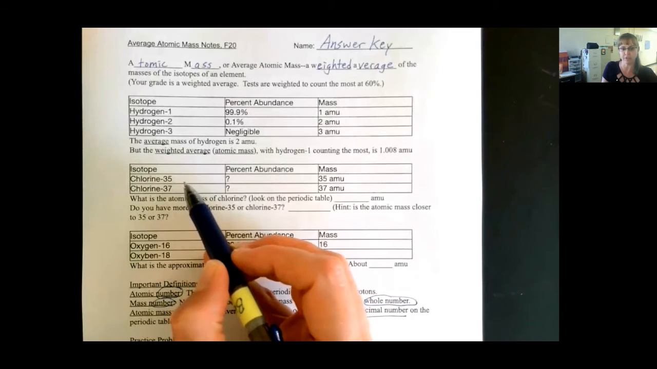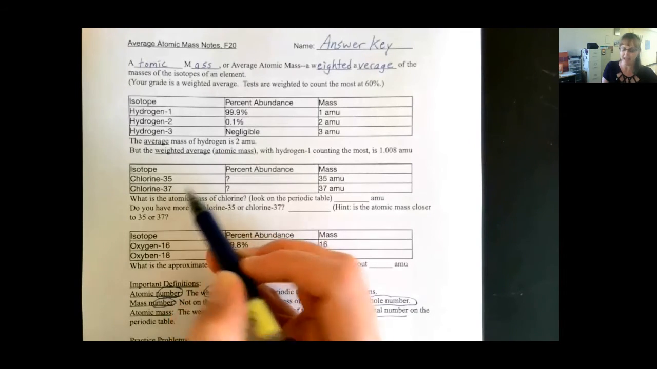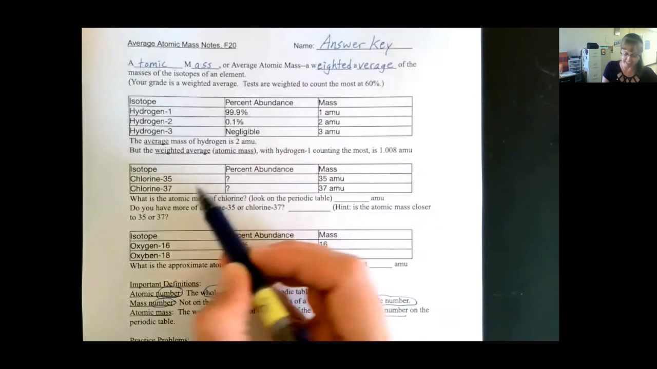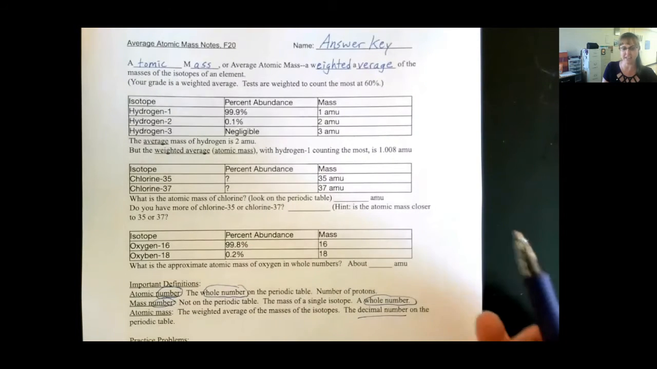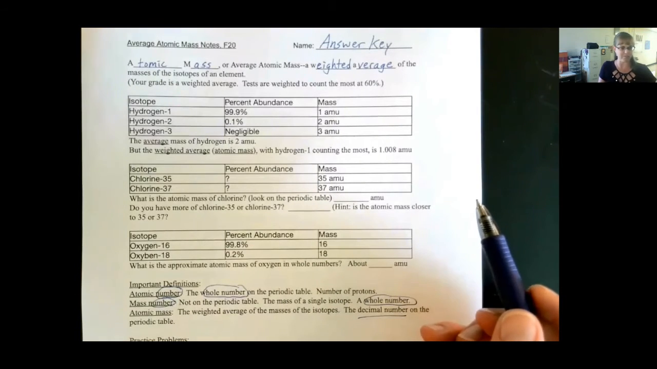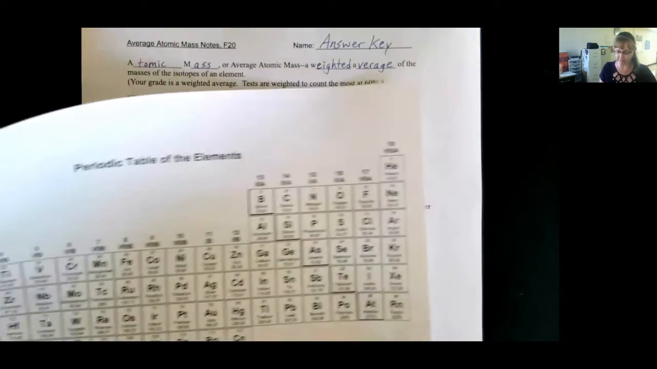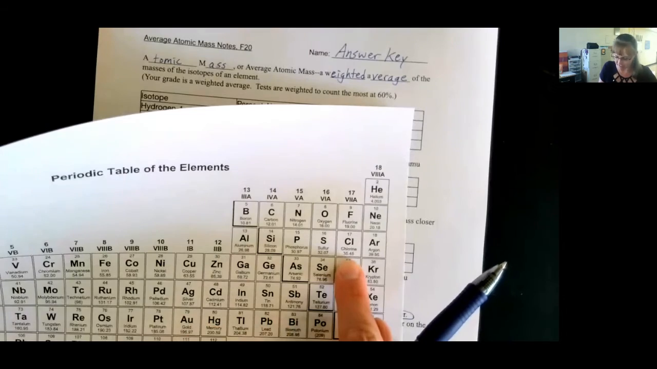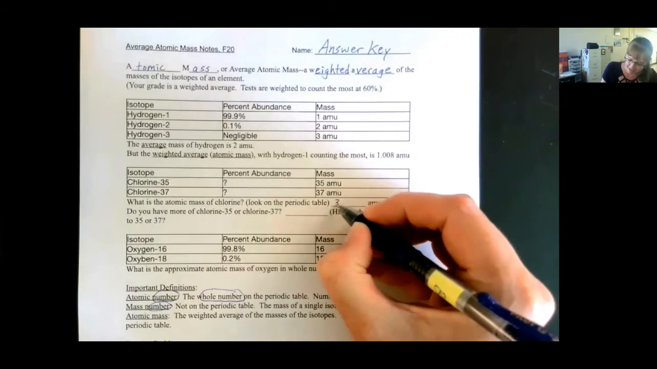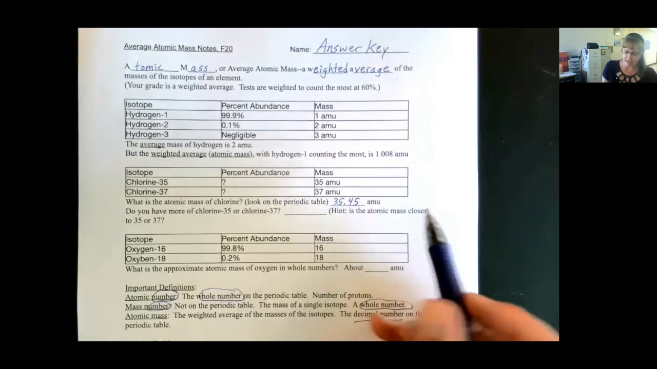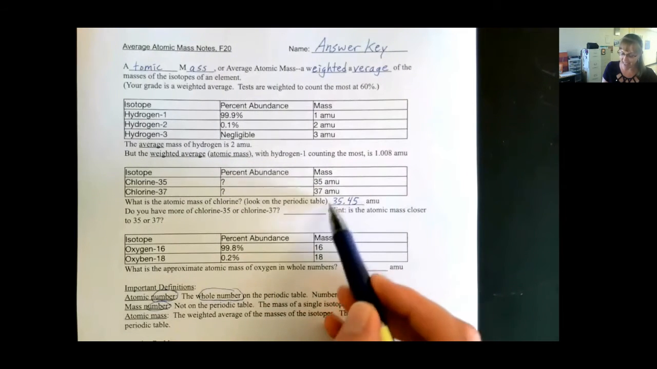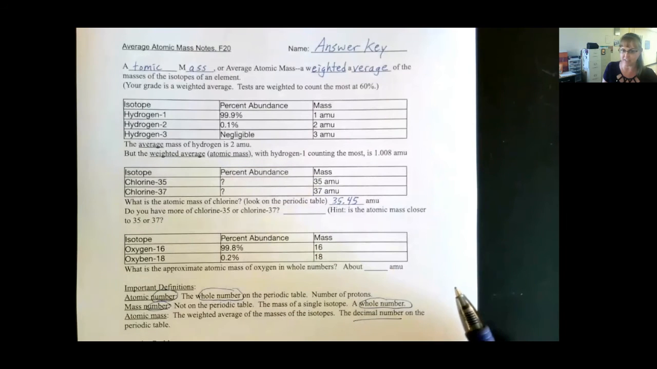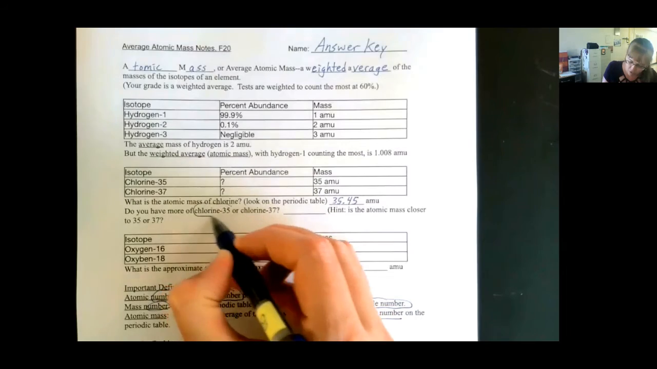Let's say we have two isotopes of chlorine, chlorine 35 and chlorine 37. Chlorine 35, of course, has a mass of 35. That is the mass number, the whole number that is not on the periodic table. It's the mass of that isotope. And the mass of this isotope, of course, is 37. So which one do we have more of? Well, first, we need to look at the average atomic mass of chlorine. Find chlorine, and the decimal number, 35.45, is the average atomic mass. Now, do we have more chlorine 35 or more chlorine 37? Well, is this average closer to 35 or closer to 37? Oh, it's closer to 35, so we have more chlorine 35.